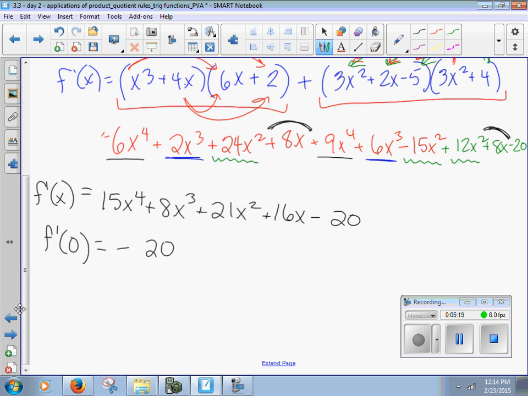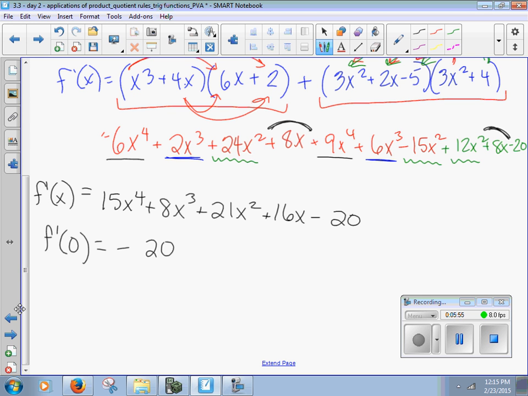What do I have to do now? That's what it said. Because it said so. Find f prime of 0. All right, so here we go. Let's do that. Look what's going to happen. How do you know that's so fast? Because 0 times anything is 0, plus 0 plus 0 plus 0 minus 20. That was easy. That wasn't so bad. See? That's all we got to do.